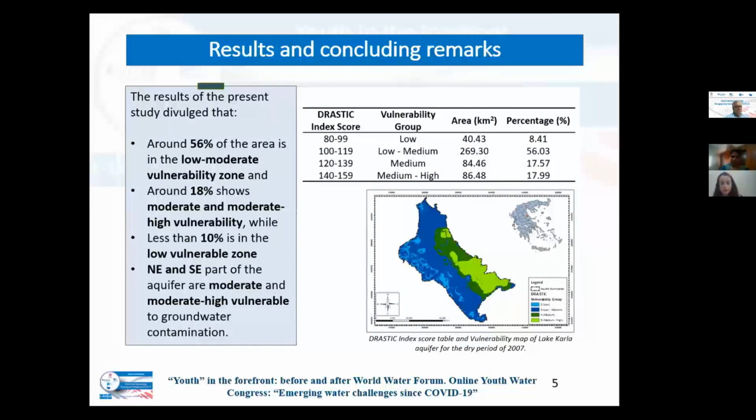According to the delineation of vulnerability zones of the study area aquifer for the dry period of 2007, around 56% of the area is in the low moderate vulnerability zone and around 18% shows moderate and moderate high vulnerability, while less than 10% is in the low vulnerable zone. The northeast and southeast part of the aquifer are moderate and moderate high vulnerable to groundwater contamination.